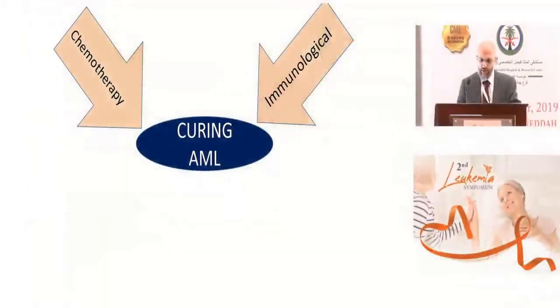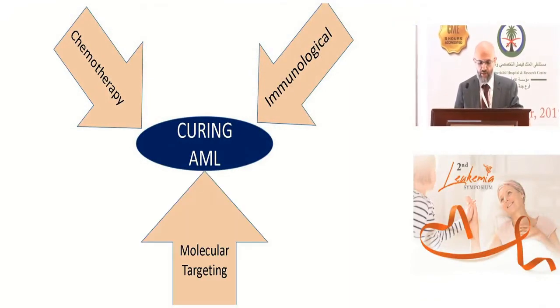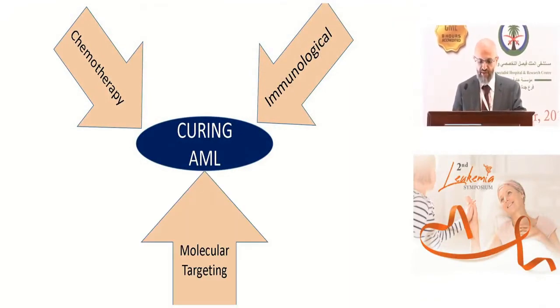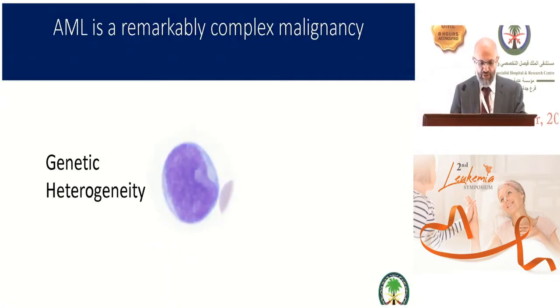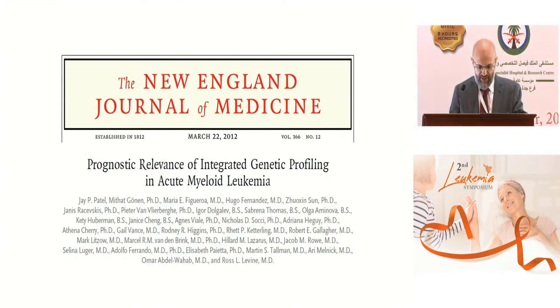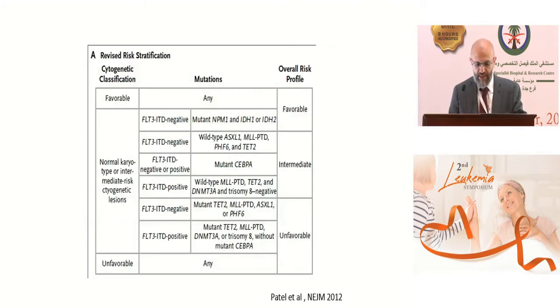In transplants, we combine the chemotherapy with the immunological component that we hope to achieve with the graft versus leukemia effect. And now increasingly we have molecular targeting in AML. Okay, so if we just touch on the genetic heterogeneity. So this was from the North American study where they characterized AML and subtyped them into favorable, intermediate, and unfavorable subtypes according to just the genetic subtypes.